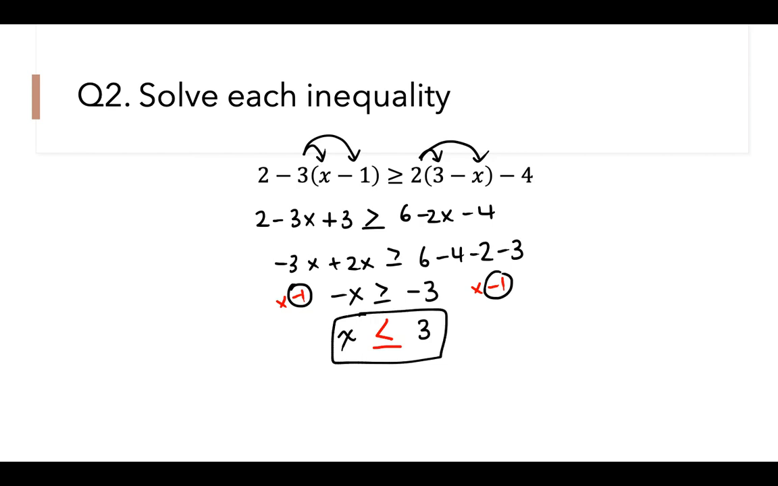And if we have to graph it, it's at 3, so it's a closed circle. And this is for x. In this case, x is smaller than or equal to 3, so closed circle, with the arrow going this way. And that is your final answer.